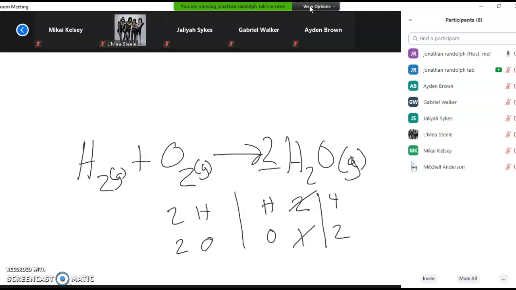Now I have 4 hydrogens to 2 hydrogens. I need to make this number of hydrogens on this side become 4. So I'm going to place a 2 out here. And what that does is it gives me a total of 4 hydrogens. So now I have 4 hydrogens here, 4 hydrogens here, 2 oxygens here, 2 oxygens here. My equation is now balanced. And so that is how we work and balance equations.